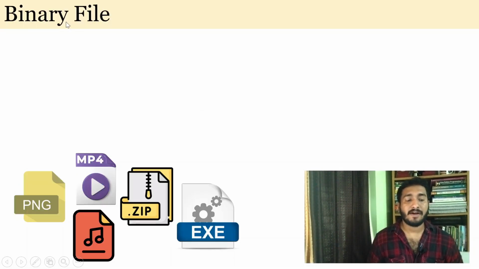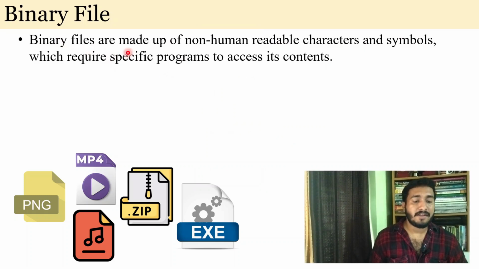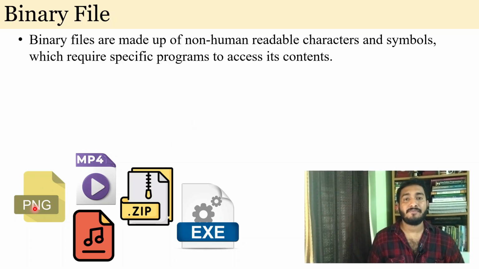Now we can discuss binary files. A binary file is made up of non-human readable characters and symbols which require a specific program to access its contents. If you are able to open a PNG file using one software, an exe file cannot be opened using the same software. Each type of binary file needs a compatible type of software to open it. To open a binary file, we need compatible software.